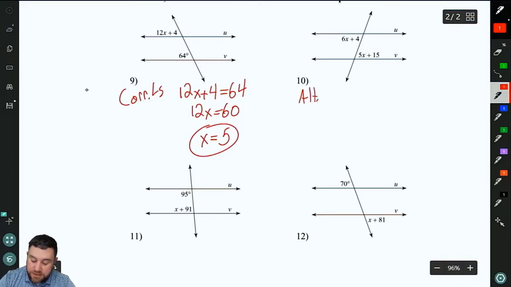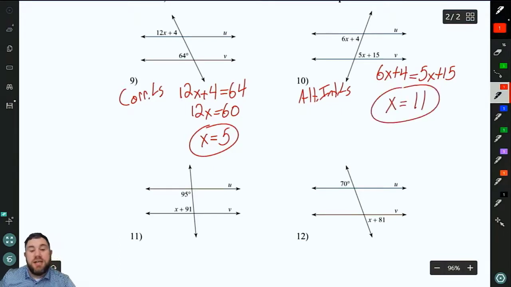Number 10, these are alternate interior angles. Those are congruent. 6x plus 4 equals 5x plus 15. Move all our x's to the left, move all our constants to the right. And in this case, we don't have to divide because we only have one x, and it is equal to 11.